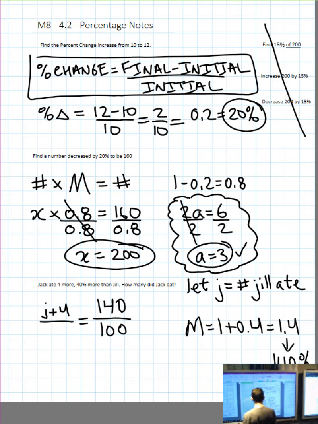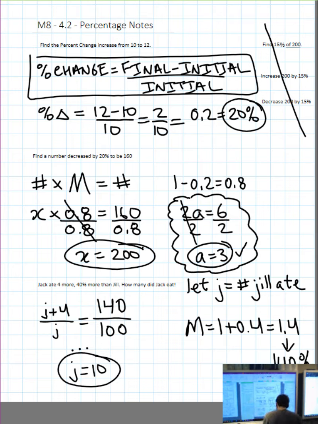Now, Jill ate just 100% of what she ate. So that's a very difficult question. You're probably not going to see it, but check out the notes, cross multiply or whichever. Eventually we solve for J. J equals 10. Therefore, Jill ate 10, and if Jack ate 4 more, Jack equals 14.